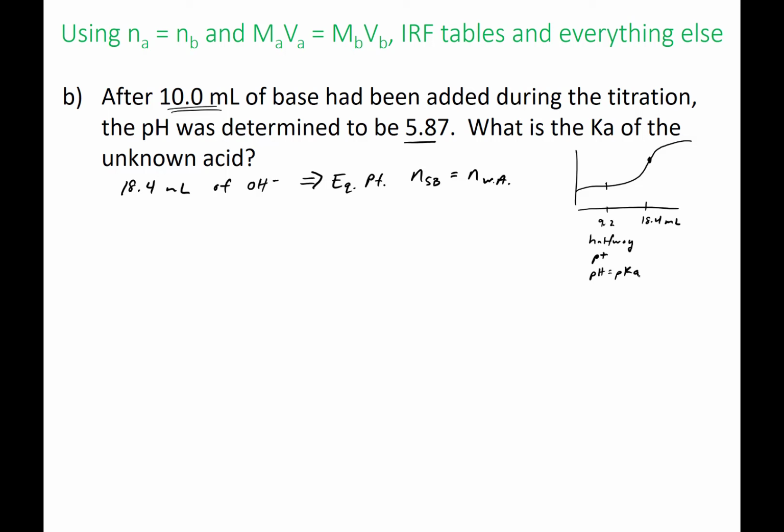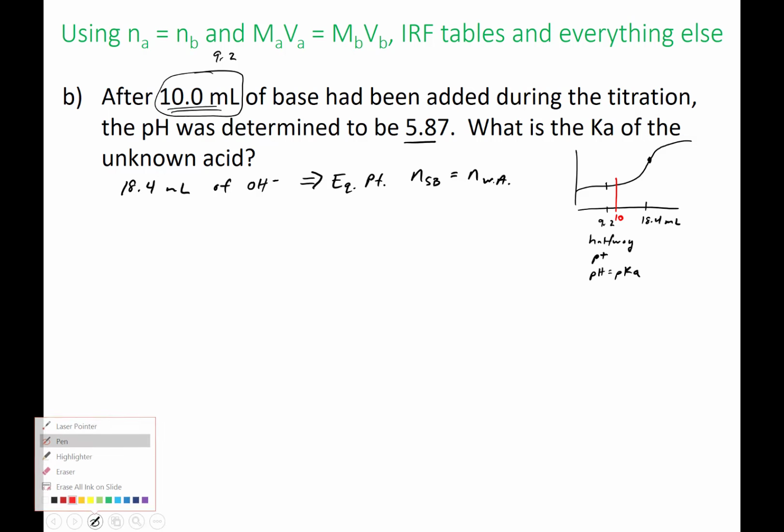But this problem is not going to be so easy because we're not at the halfway point. If this problem said at 9.2, the pH was determined to be like 5.2 or something, then the pKa would be 5.2, and you just go 10 to the negative 5.2, and that gives you the Ka. Okay, that would be easy. This problem's not like that. So you're at 10 milliliters, which would be like right here. So you're not at the halfway point.